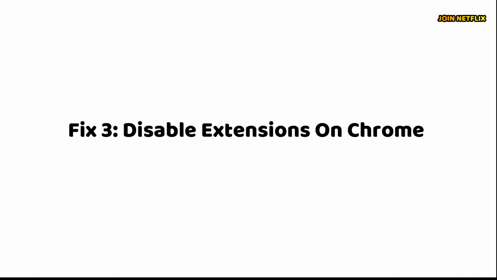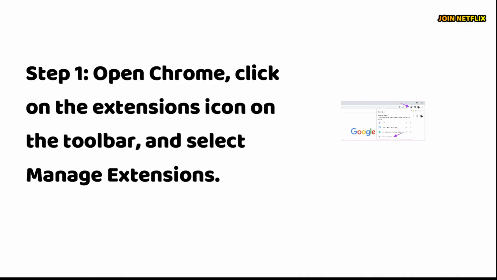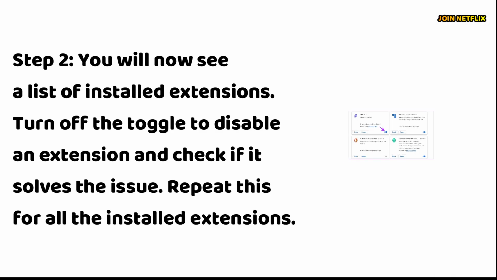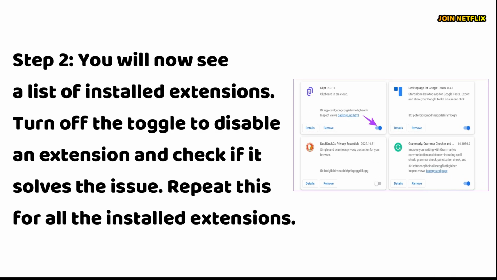Fix 3. Disable extensions on Chrome. Step 1. Open Chrome, click on the extensions icon on the toolbar and select Manage Extensions. Step 2. You will now see a list of installed extensions. Turn off the toggle to disable an extension and check if it solves the issue. Repeat this for all the installed extensions.